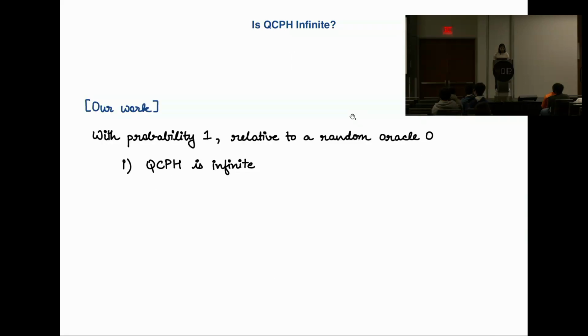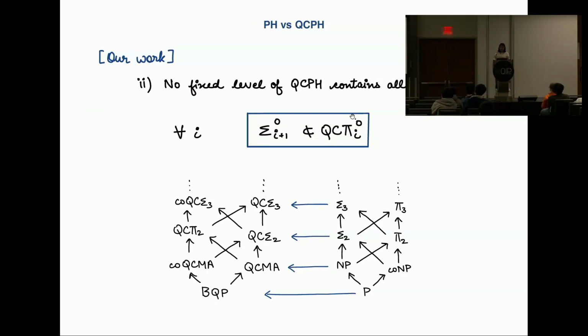So this brings me to our results. We show that with probability 1, relative to a random oracle O, QCPH is infinite. So relative to a random oracle, for every level i of QCPH, there is something that the (i+1)th level of QCPH can do that the ith level of QCPH cannot. Second, we show that relative to a random oracle, no fixed level of QCPH contains all of classical PH.